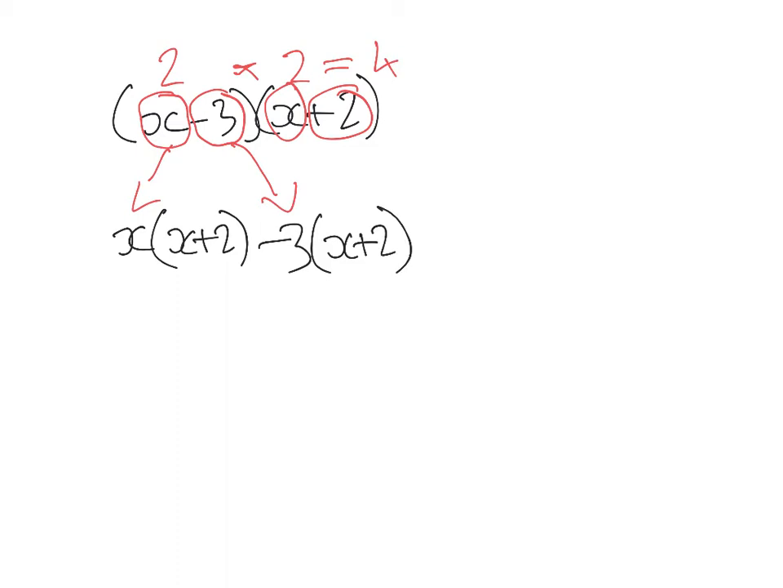Now you should be able to see where our 4 multiplications come from. So we have the x times the x, which is x.